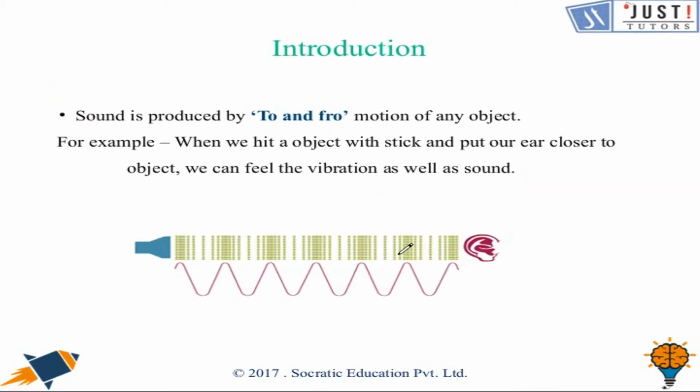So the introduction part. Whenever we allow an object to move to and fro, it is known as vibration, and this vibration produces sound. So we can say sound is produced by to and fro motion of any object. For example, when we hit an object with a stick and put our ear closer to the object, we can feel the vibration as well as sound.